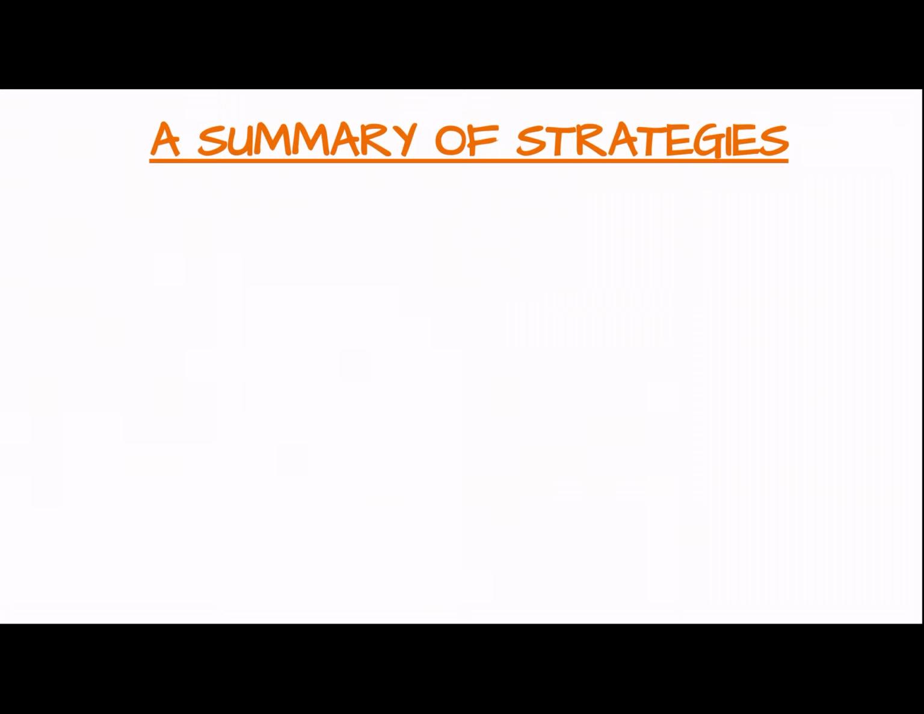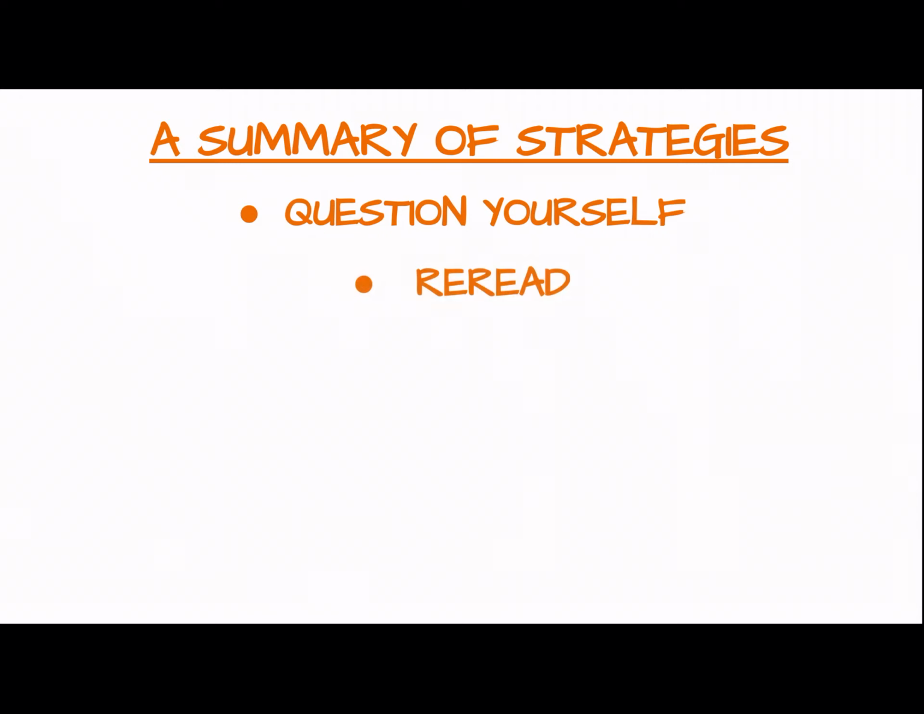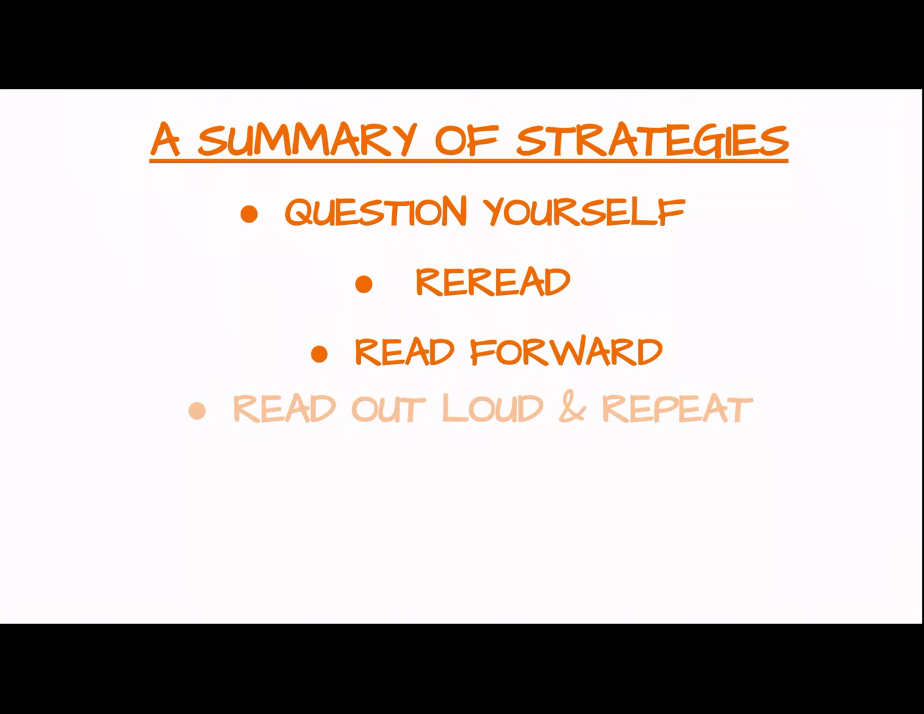So, let's go through our strategies in a summary. We can use the strategy of questioning ourselves. What do we understand and what is fuzzy? We can always reread. We just have to be willing to do it. We can read forward. Sometimes we can read a couple sentences and gain a better understanding. We can try reading out loud and perhaps repeating it. We can always slow down so that our brain can process the text at a little slower pace.